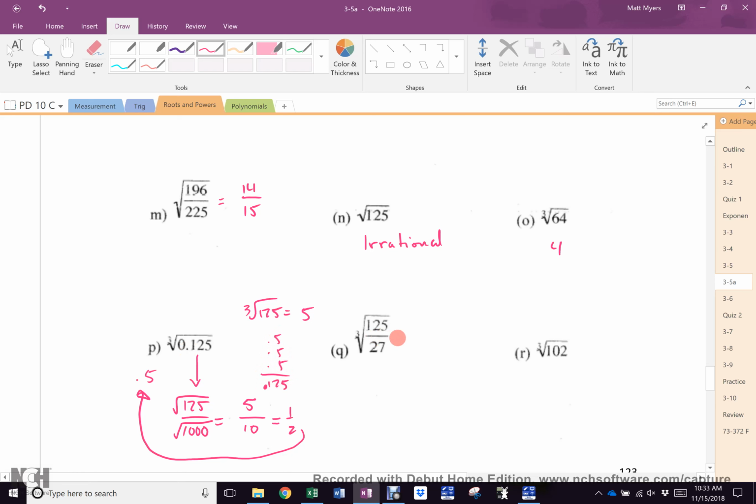What about this guy? 5 over 3. Square root of 125 is 5. Square root of 27 is 3. What about this guy? Irrational.